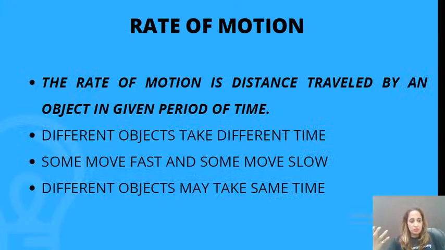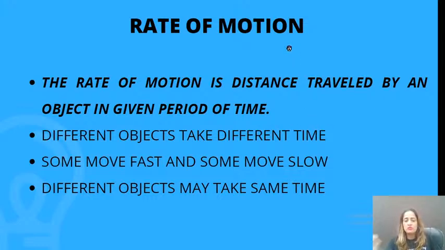Now what is rate of motion? As we have covered the basic points like distance, reference point and displacement, now let us understand what is rate of motion, guys. What is rate of motion? Yes, Sarita, displacement is the shortest distance covered by a moving object. All right. So what is the rate of motion? The rate of motion is the distance traveled by an object in a given period of time.